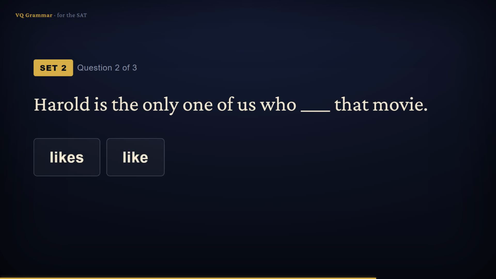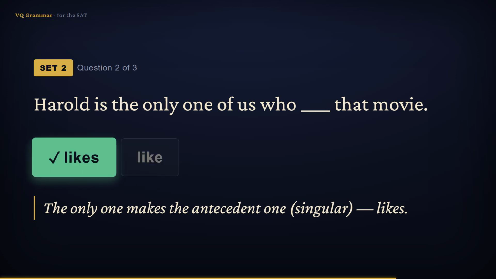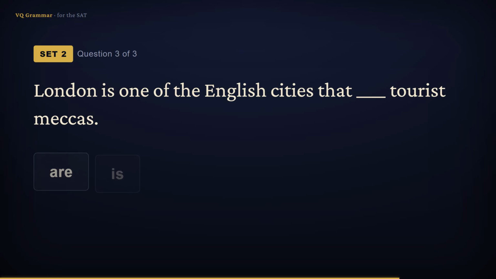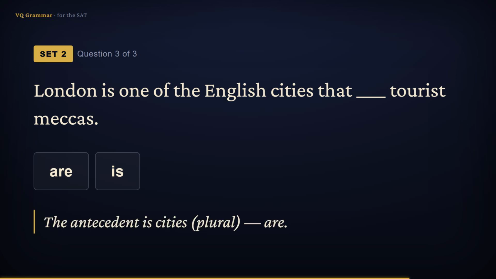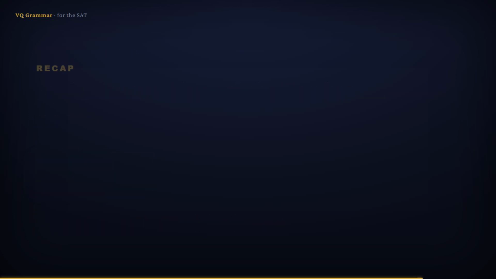Harold is the only one of us who blank that movie. The only one makes the antecedent one, singular, so likes. London is one of the English cities that blank, tourist meccas. The antecedent is cities, plural, so are.